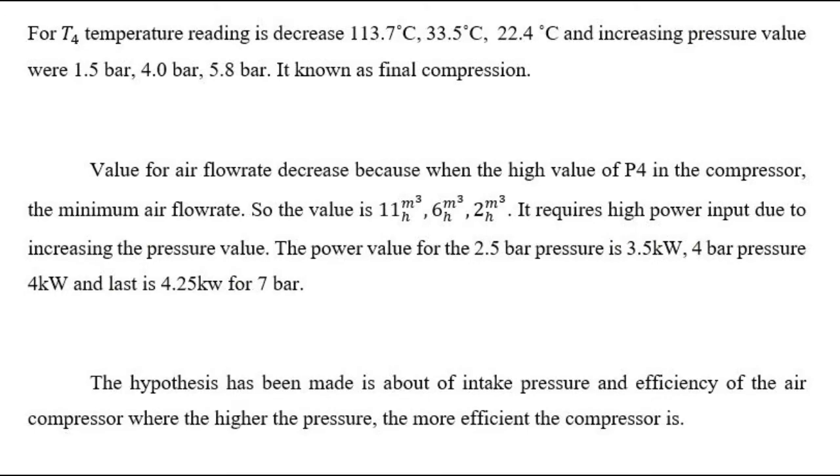The value of air flow rate decreased because when the value of P4 in the compressor is high, the air flow rate is minimum. So the value goes from 11 meter cube per hour, to 6 meter cube per hour, to lastly 2 meter cube per hour.